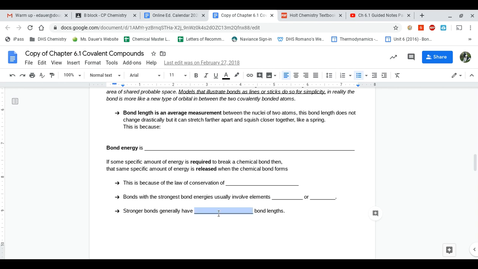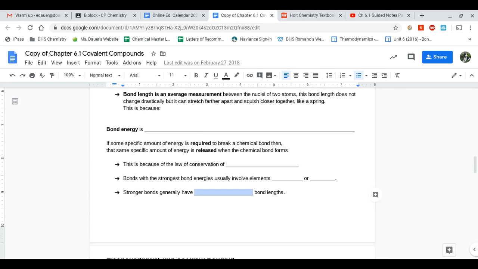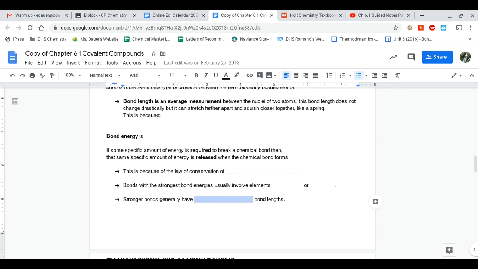Stronger bonds generally have shorter bond lengths. So this will be our last blank for today. We will continue on page 3 on Monday. But stronger bonds generally have shorter bond lengths. So I want you guys to think about the energy that it would take to break these, like breaking sticks out in the woods. So, for example, if you are making a bonfire or if you are pulling kindling in to make a fire in your fireplace, maybe you've experienced this.